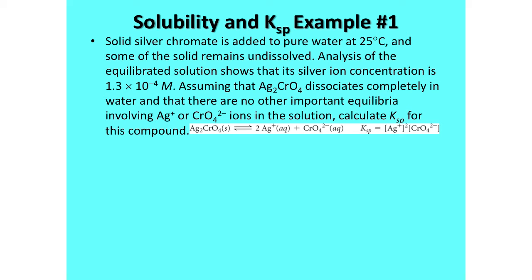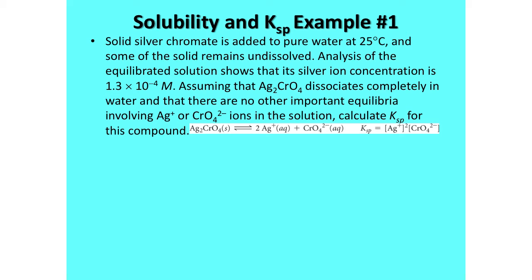All right, so we have two examples. In our first example, we have silver chromate being added to pure water at 25 degrees Celsius. Some of the solid remains undissolved, so that tells us the maximum amount has dissolved. We've made a saturated solution. The silver concentration in the saturated solution is 1.3 times 10 to the negative fourth. And we are looking for the value of Ksp.